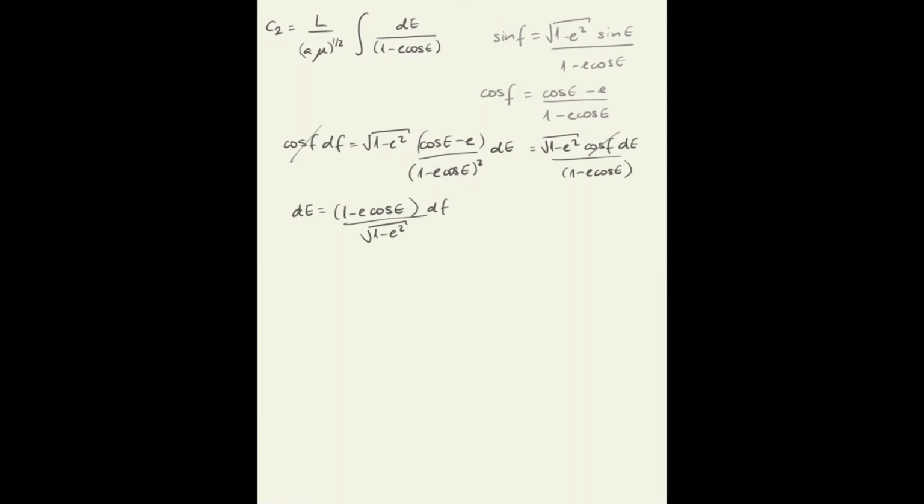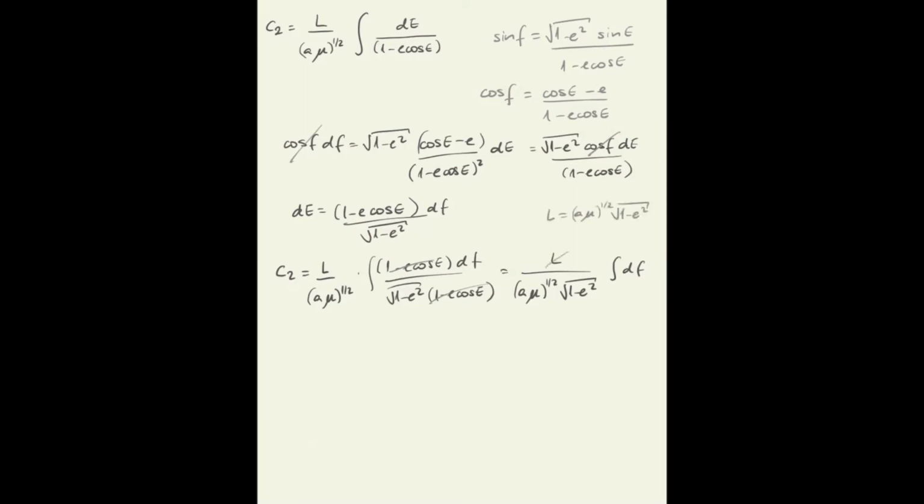Substitute that into the expression that I have for C2, and then I have angular momentum over a times mu. The 1 minus e times the cosine of the eccentric anomaly cuts, both on the numerator and the denominator. And the eccentricity, being constant, is removed from the integral. And what you have simply is the integral of the true anomaly. Now substitute again the definition of the angular momentum, and the denominator and the numerator cancel. Therefore, you have C2 is simply just the true anomaly.